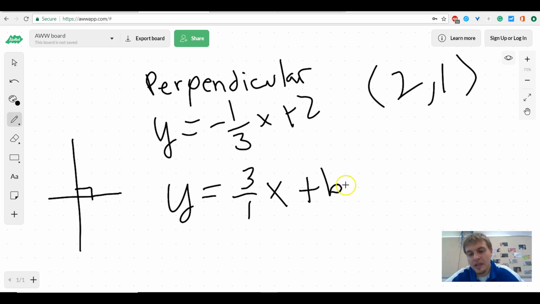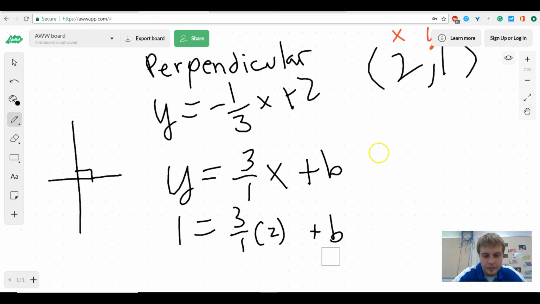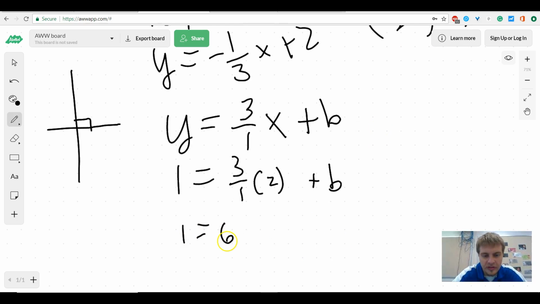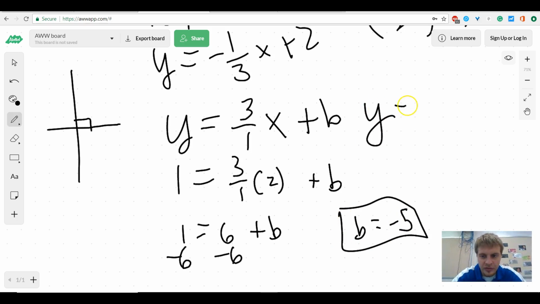And again, we put plus b because we don't want this equation to be the exact same. Now, we have switched the slopes, so they wouldn't be the exact same, but we don't know if they intersect at 2. So we're going to use this to help us out. Again, this is my x, this is my y. So over here, instead of writing y, we're going to write 1. And over here, instead of writing x, we're going to write 2. Now I'm going to get 1 equals 6 plus b, minus 6, and b is equal to -5. So my equation is y equals 3/1 x minus 5.